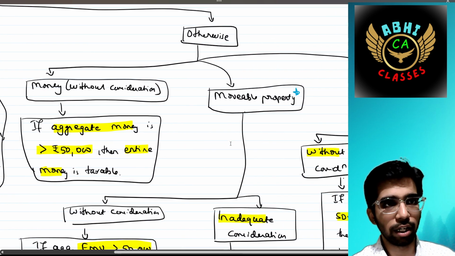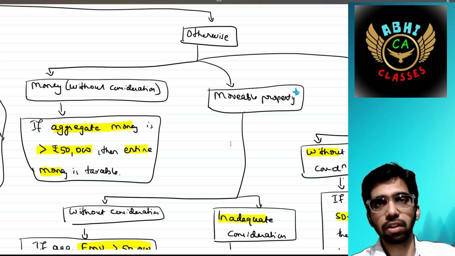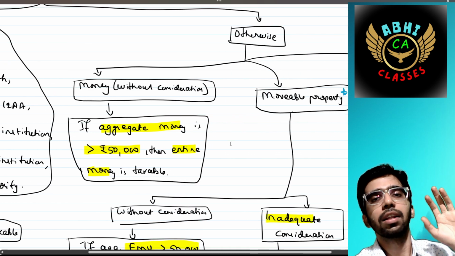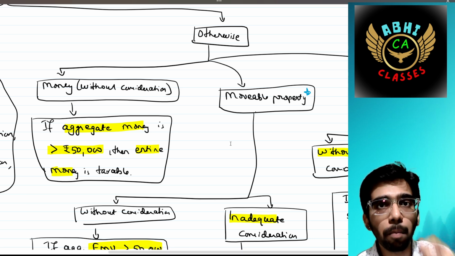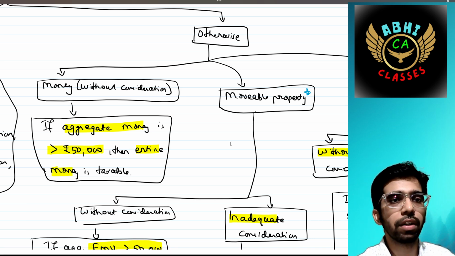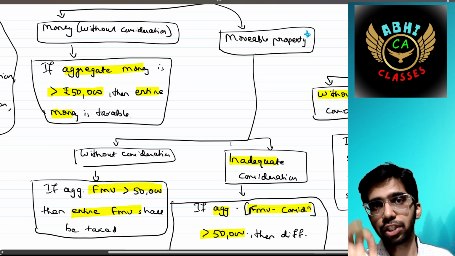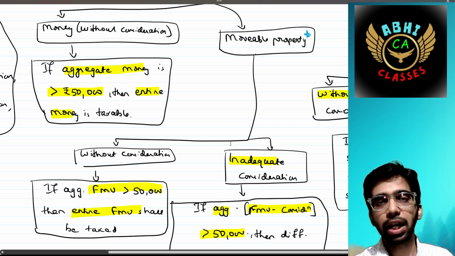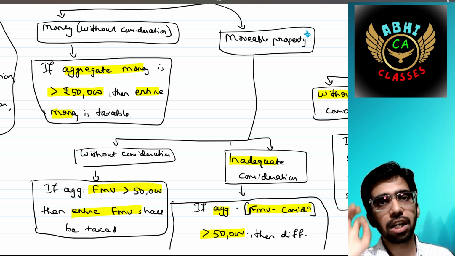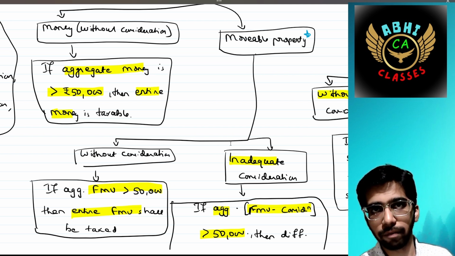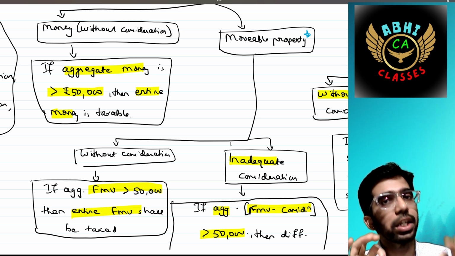Okay, then the otherwise category. Other than these transactions, if the gift is received on any other transaction apart from those categories, then they are to be classified. We have to see three categories. If the gift is received by way of money or cash without consideration, and the aggregate money is more than 50,000, then the entire money is taxable. If you receive money worth 50 lakh 5 rupees, then the entire 50 lakh 5 rupees is taxable, not just the excess amount of 5 rupees. Up to 50,000 it is not taxable; only more than 50,000 is taxable.